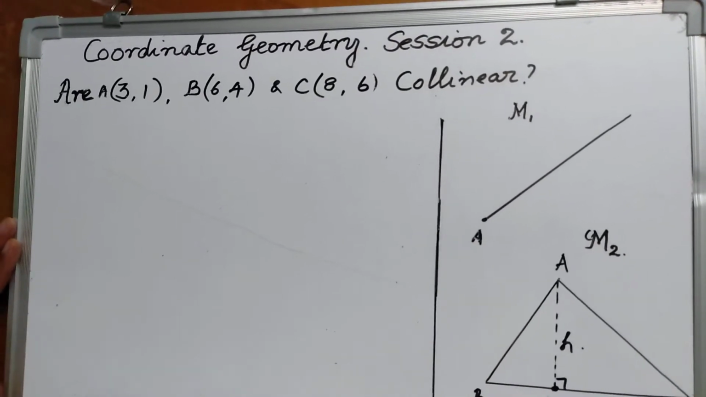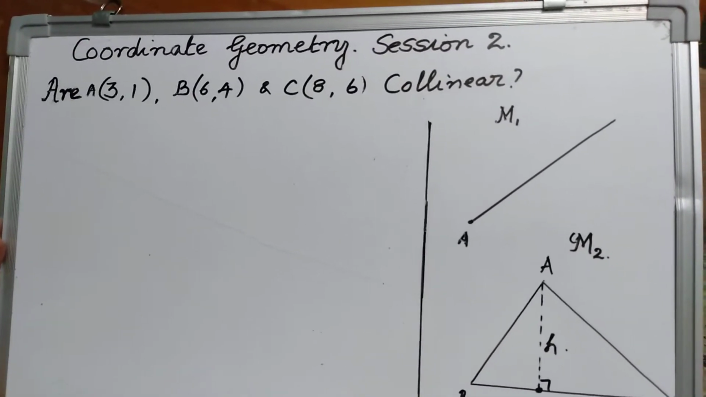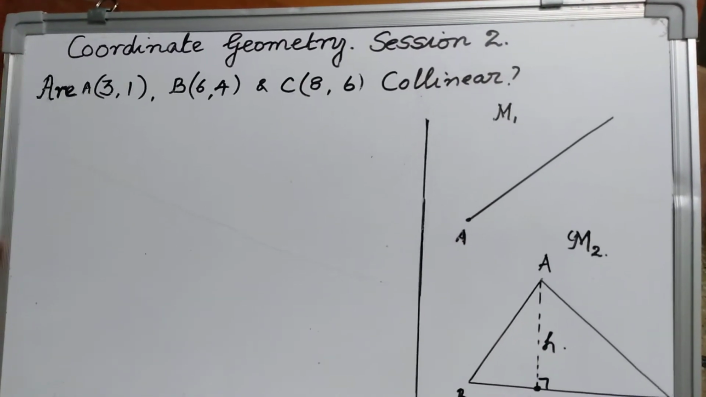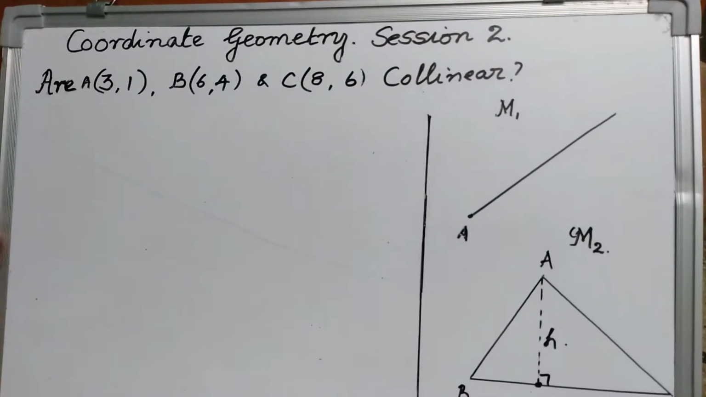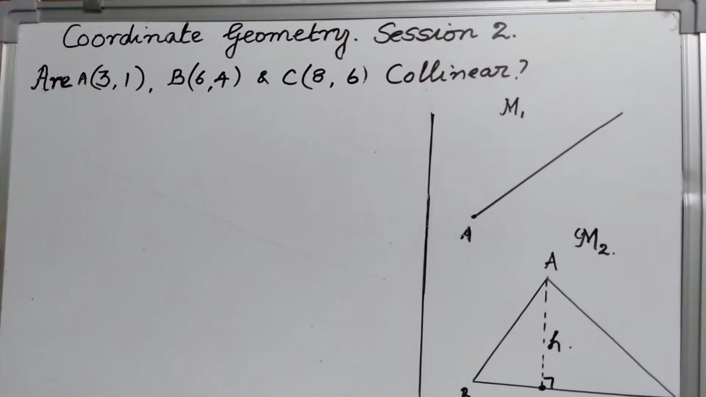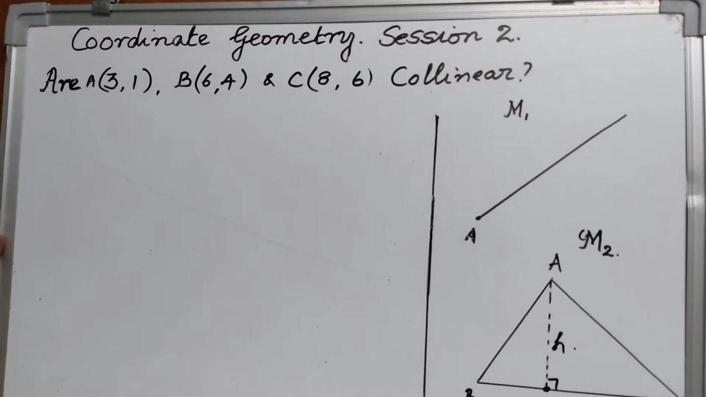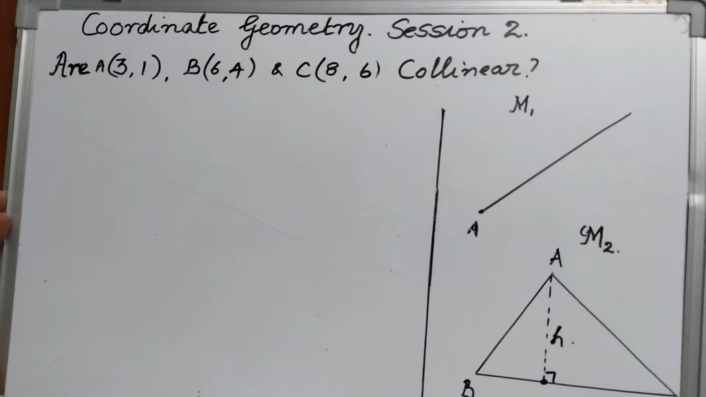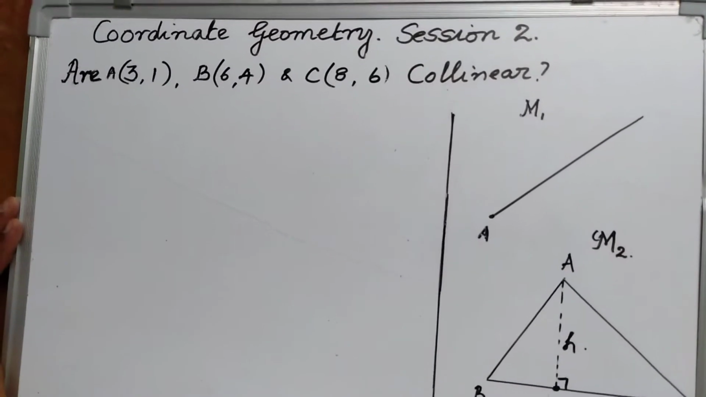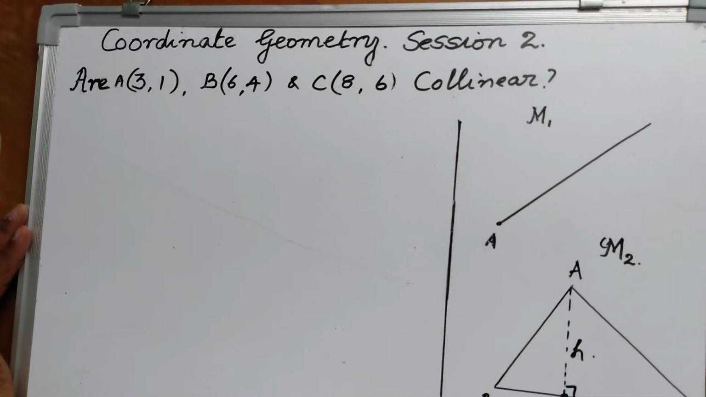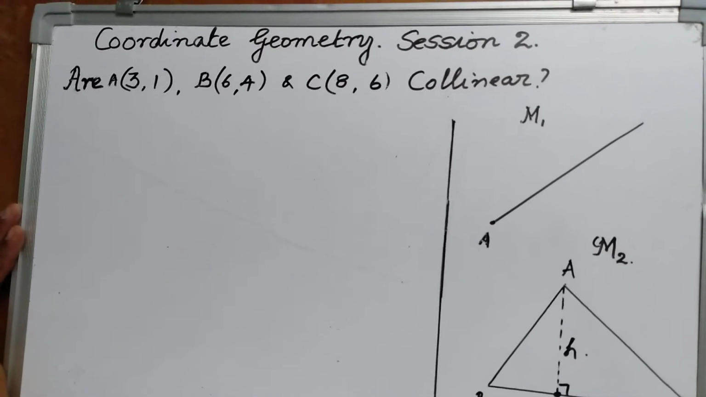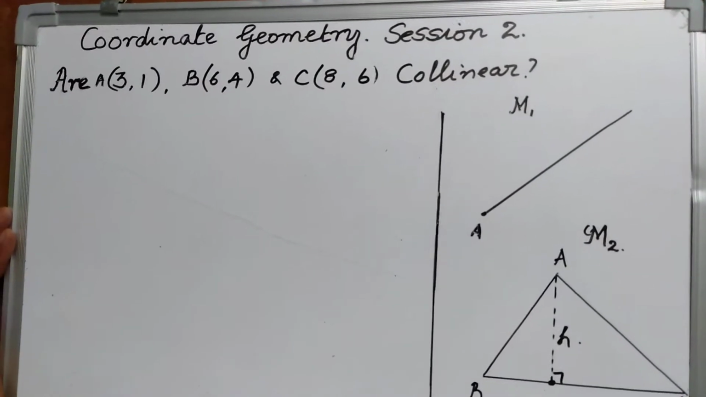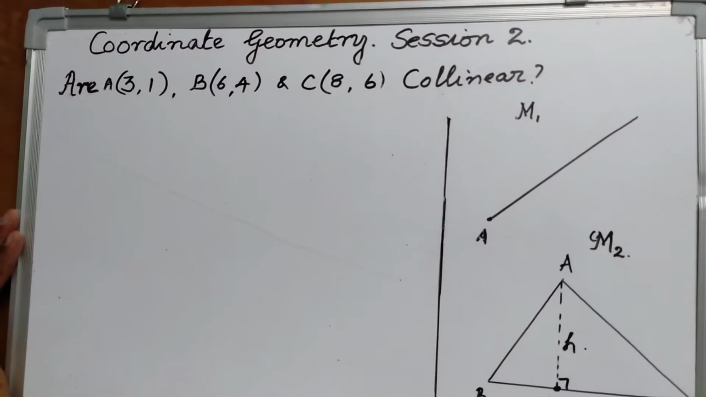Okay, today we are starting the problems, and the first problem is displayed. Are (3, 1), (6, 4) and (8, 6) collinear? These 3 points are named as A, B and C. We can solve this problem in 2 different ways. One is by using the distance formula, and the other one is by using the formula to find the area of the triangle.